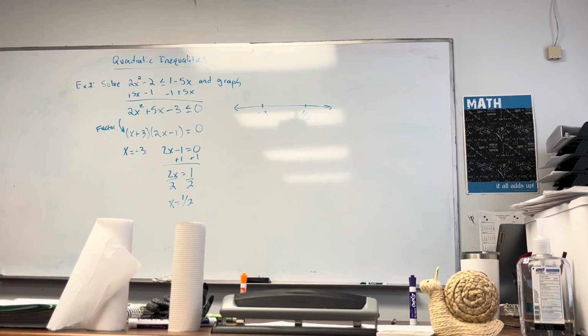Parentheses, -4, and square that. Then I go plus. Plus 5 times negative 4, right? Did you get -3? Perfect. Then hit enter.